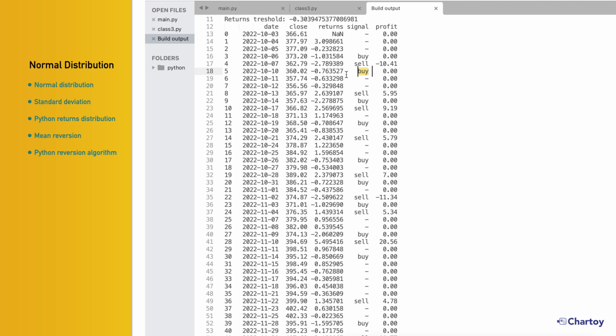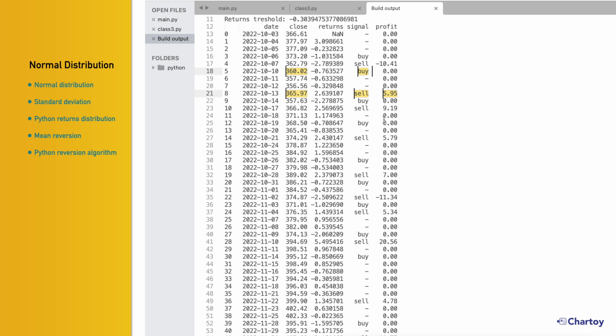We bought it here where the returns were -0.76, and the stock price was 360. So this time we bought it at 360, and a few days go by and the price changes, and then we have a sell signal. Why? Because if we look at the stock price on this date, the price goes up by more than 1%, 365.97. So we had a profit here. The profit in this case was 5.95.